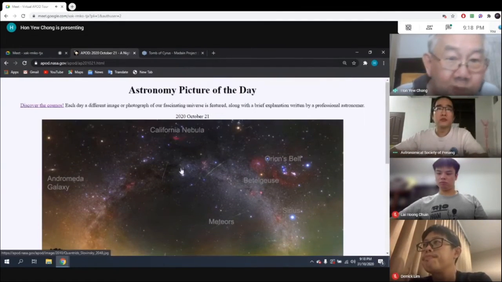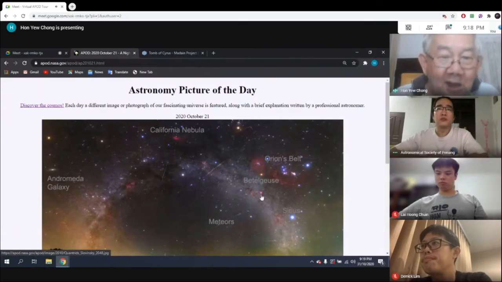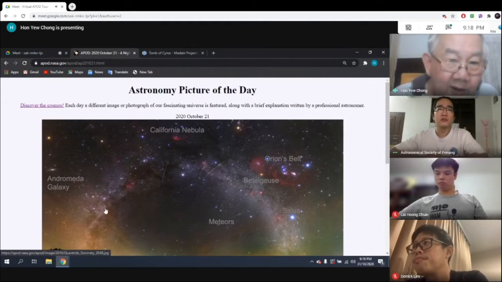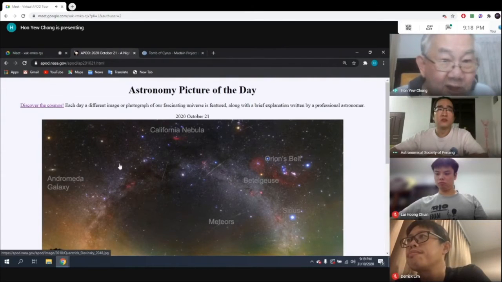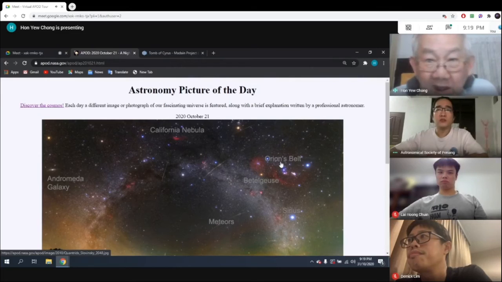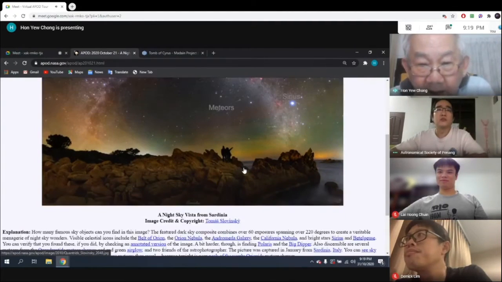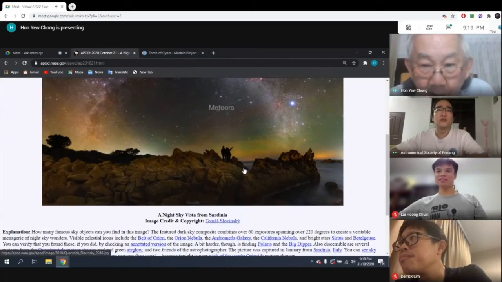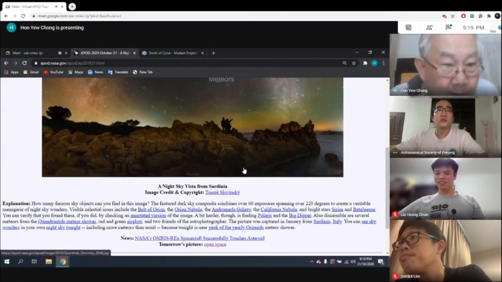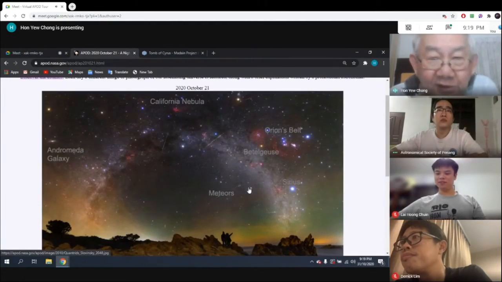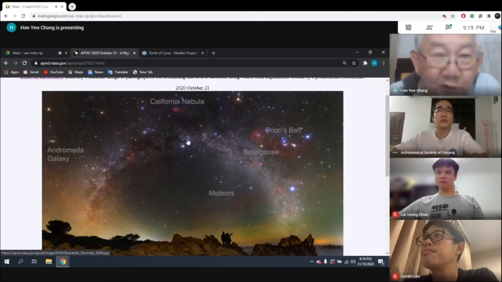Wow, so nice, all right? You see the arch of the Milky Way, you can see the obscuring dust of the Milky Way, the Andromeda Galaxy here, the California Nebula in Perseus, and then Orion's Belt and Betelgeuse. And you can also see the Barnard's Loop, very nice. And of course, you can see meteors here, all right? This is a meteor shower. This is the January Quadrantid meteor shower, right?